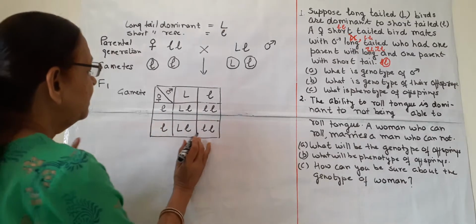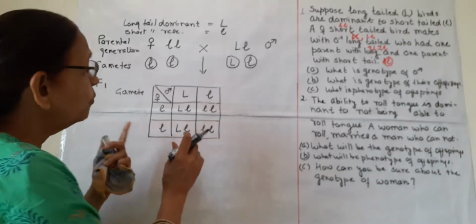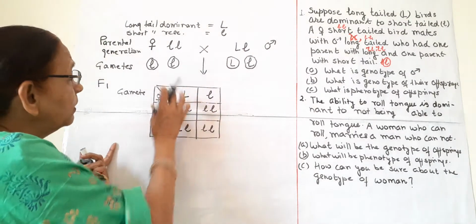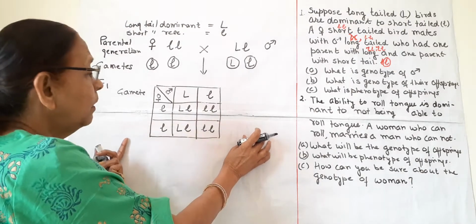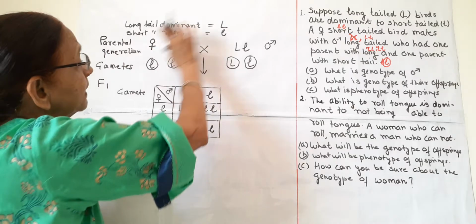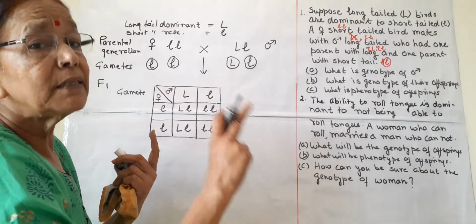This is the F1 generation. F2 is not asked. If F2 was asked, then we have to again take the parents from the F1 plants or organisms, then again gametes, then again this, and this process will be repeated if F2 is asked.